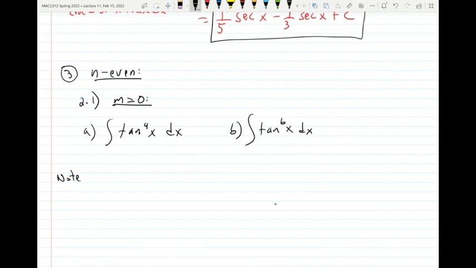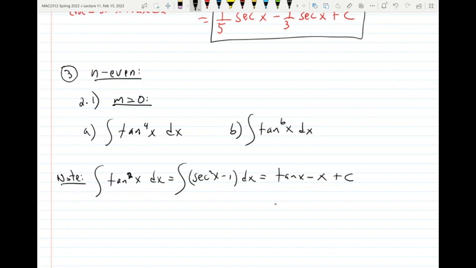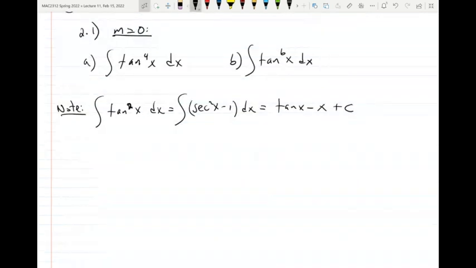So note, integral of tangent square. This can be done easily. All you do is you write it as secant square minus 1, and then the integral of secant square, that's just tangent, and the integral of 1 is x. We good? So what do we do? The next case will be tangent to the 4. So any ideas?